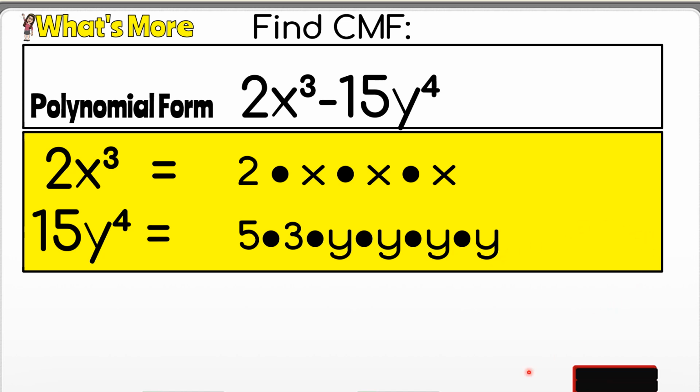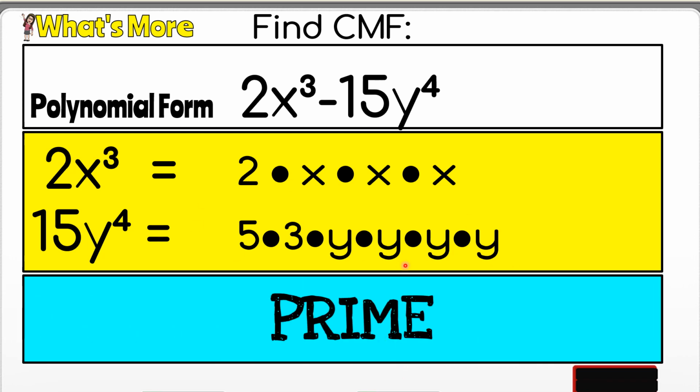That means, kapag wala po tayong nakitang common factors, no CMF, your answer must be prime. Okay? Cannot be factored out po itong ating given polynomial form. Okay? Did you get me?